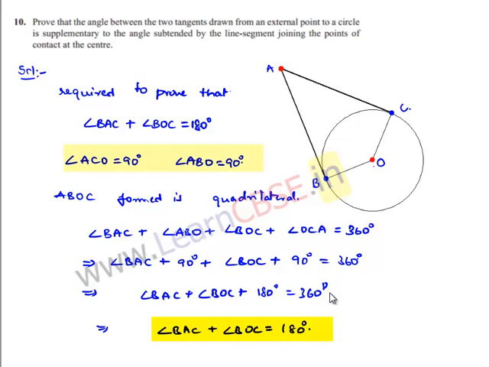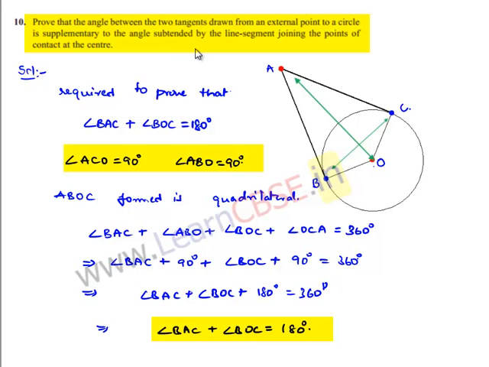Therefore, the angle between the two tangents is supplementary to the angle subtended by the line segment joining the points of contact at the center. This is the required proof for us.